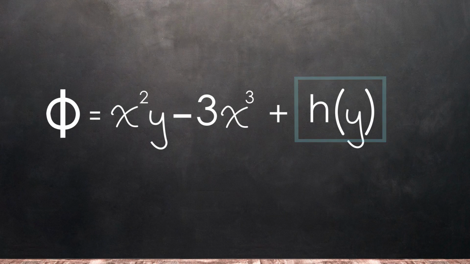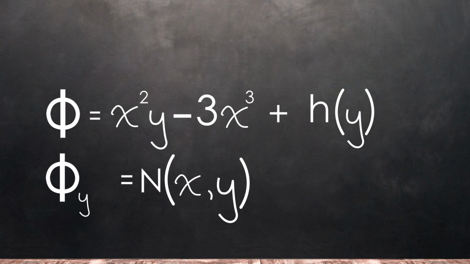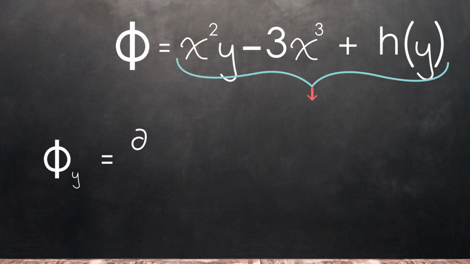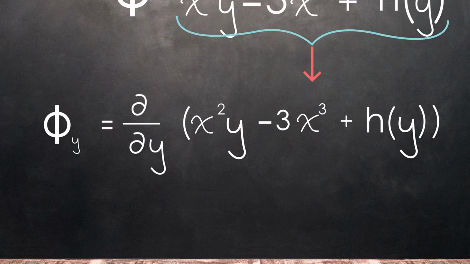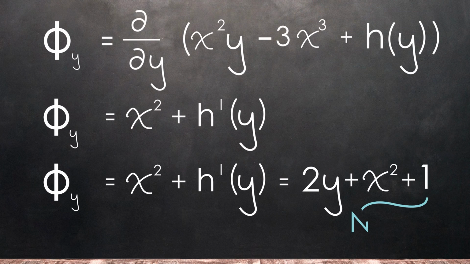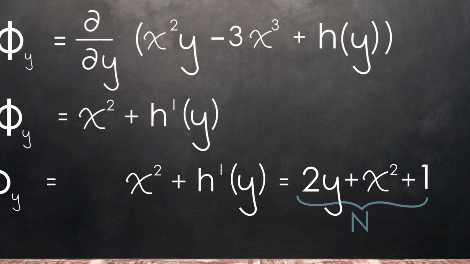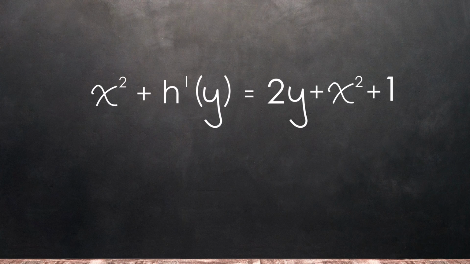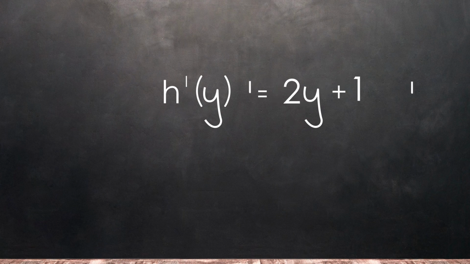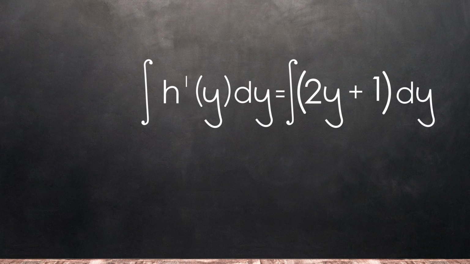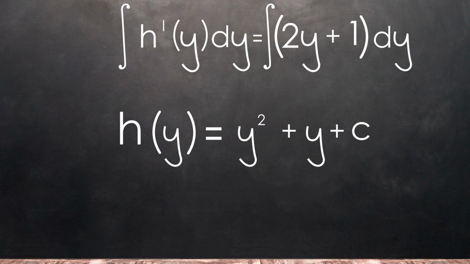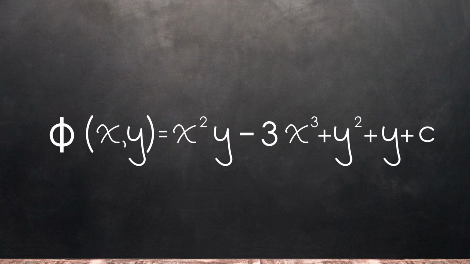Since the partial derivative of phi with respect to y is N, we can take the partial derivative of the equation we obtain for phi and compare it with N to solve for h prime. As we can see, h prime is equal to 2y plus 1. If we integrate both sides with respect to y, this gives us h. And we now have the final answer.